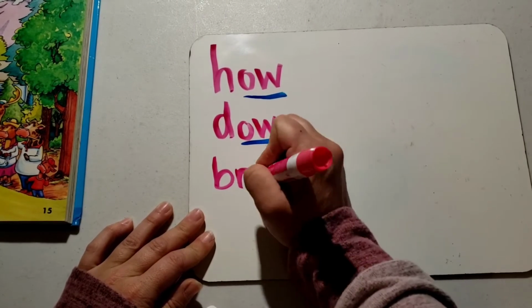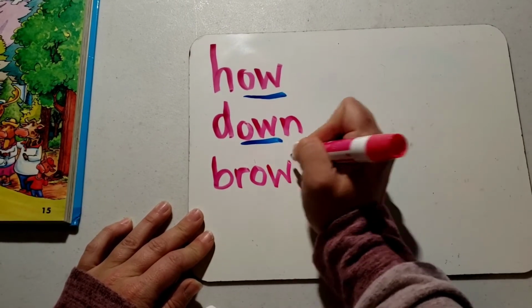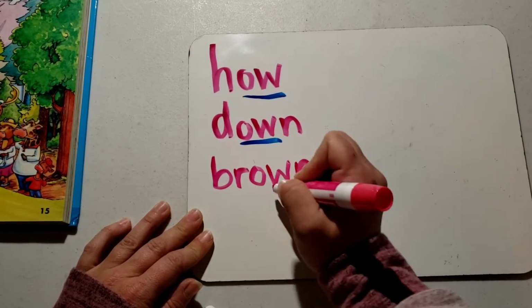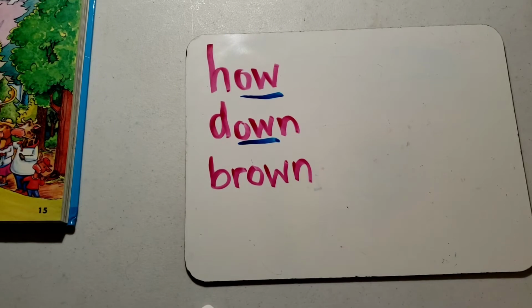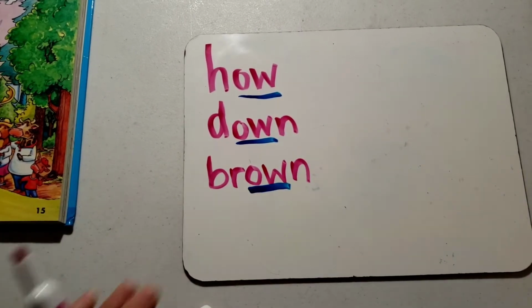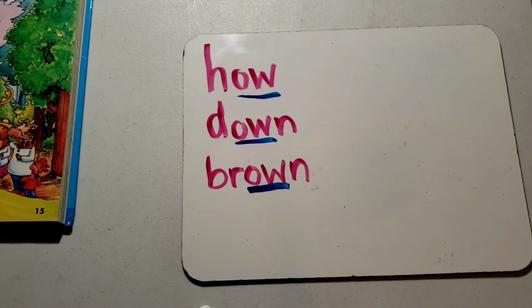And then we have the word brown. Like the color. The brown dog jumped on me. We have the BR saying bruh. And then our OW says ow. And then our n at the end. Brown.